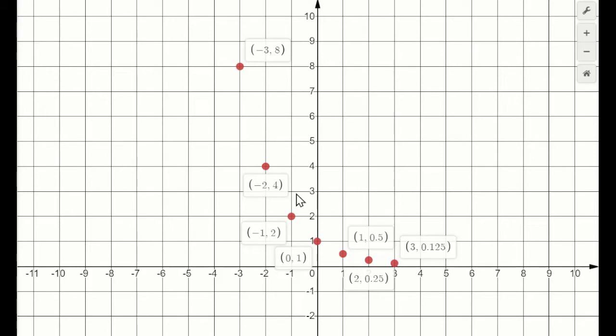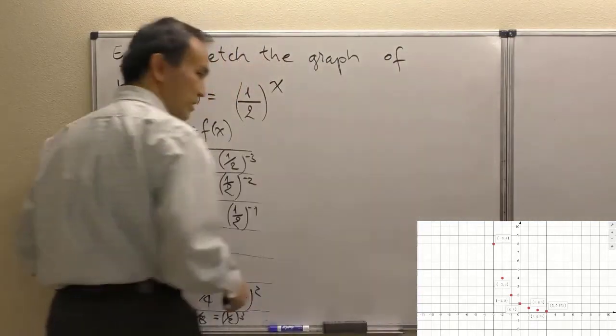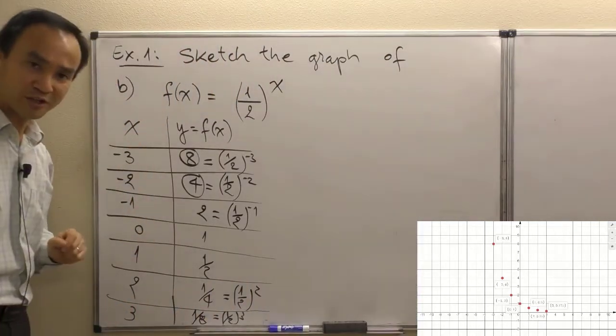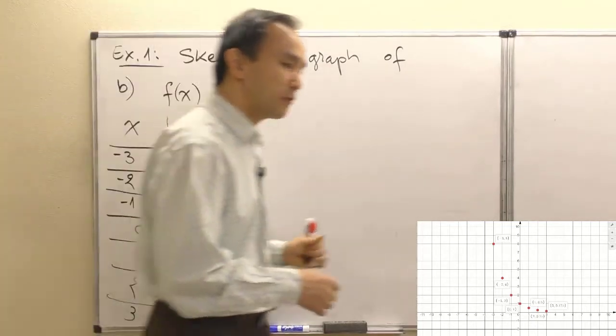So these points come straight out of the table of values that was constructed here on the board. All right, and one more time, I'm going to get back to the graphing space in full screen.